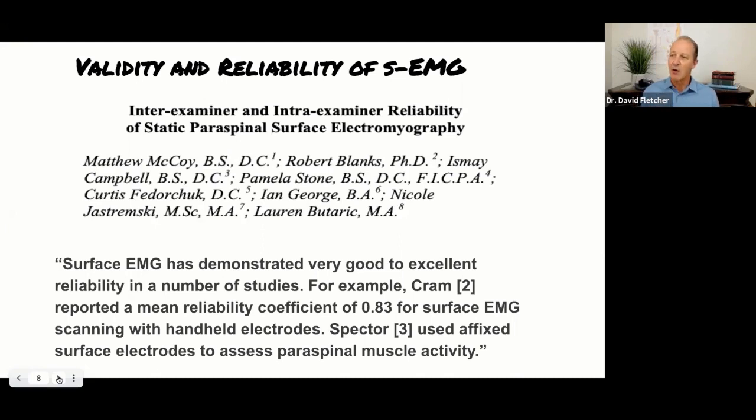I put this down below to just highlight that surface EMG has demonstrated very good to excellent reliability. So on a scale of 0 to 1, anything less than 0.5 is considered not very reliable. But it is very difficult to get into the higher numbers, the 0.8s and 0.9s, unless there is exceptional reliability. And as you can see, CRAM reported a mean reliability coefficient of 0.83 for surface EMG, and Spector used a fixed surface to attain this assessed paraspinal activity.